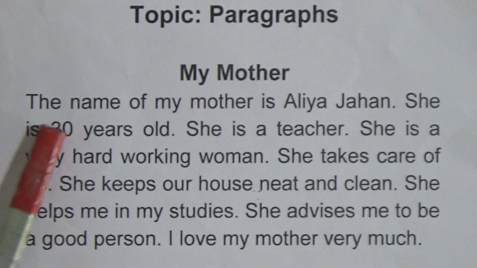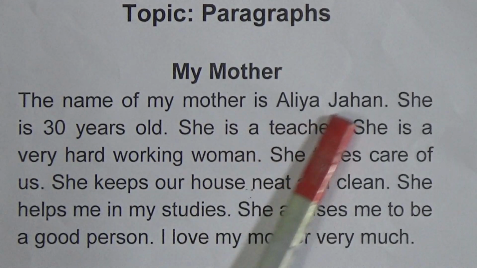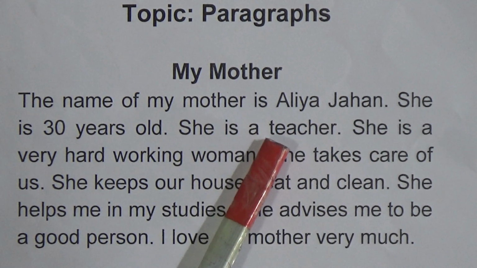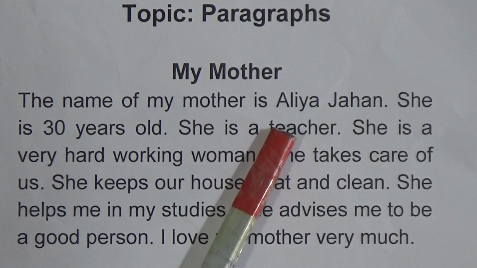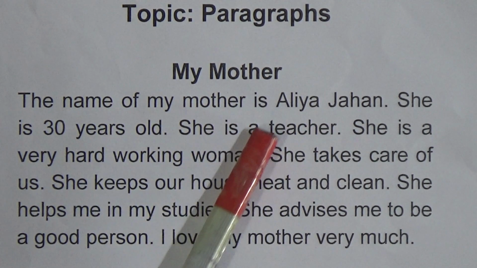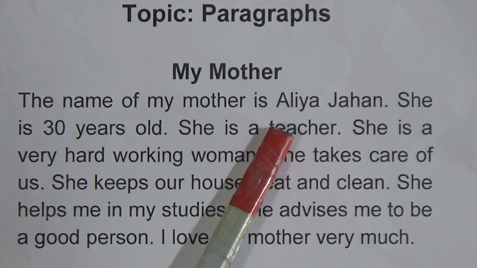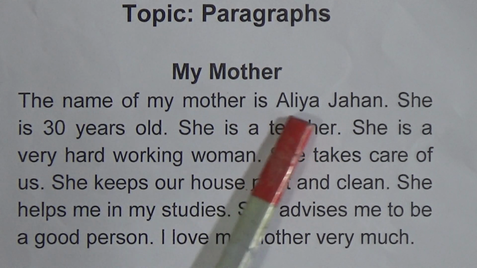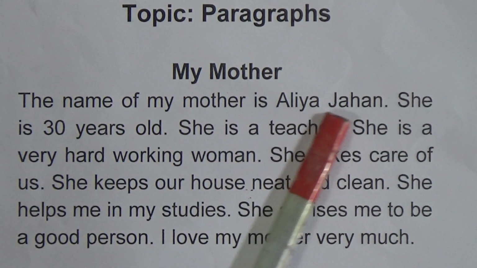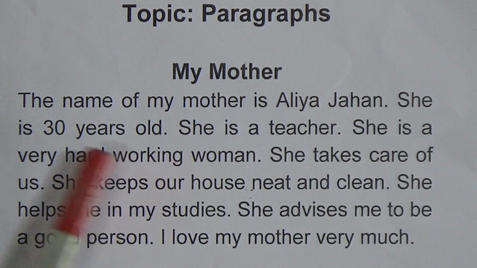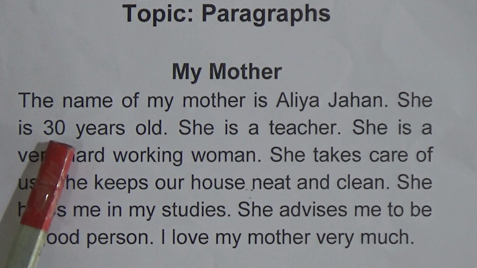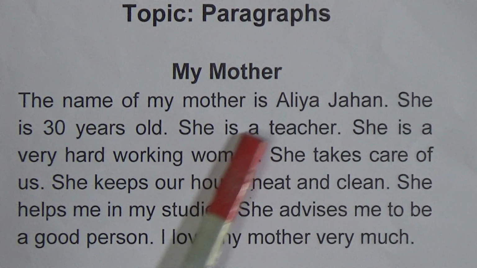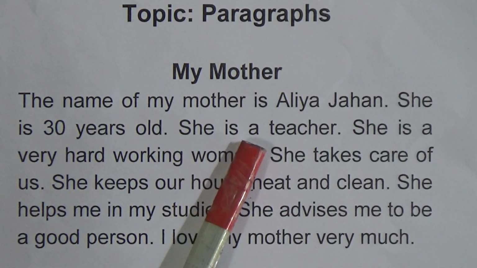Okay, let's read. The name of my mother is Alia Jahan. So you will write the name of your mother. I have just written here Alia Jahan, for an example. So the name of my mother is Alia Jahan. She is 30 years old. So you will write the age of your mother, and she is a teacher. You can also write the profession of your mother.